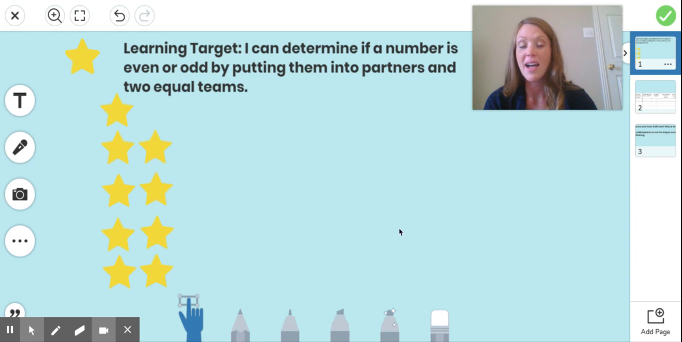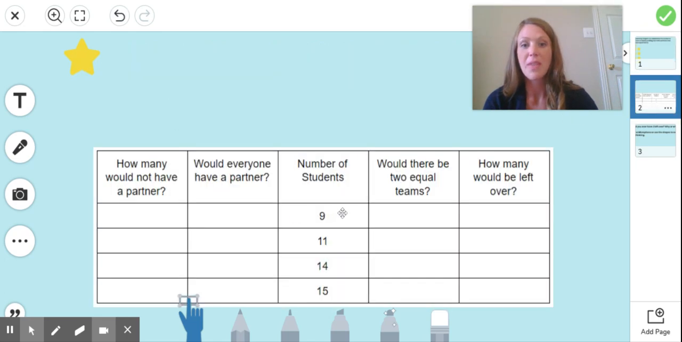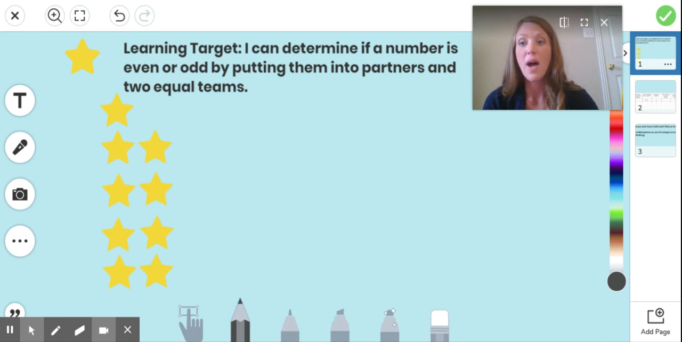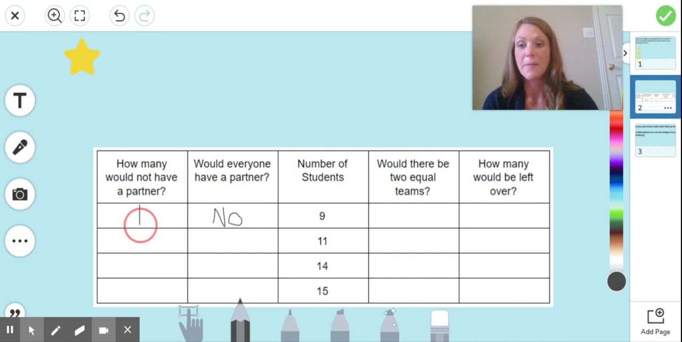That's right. We cannot make equal partners. We have 1 left over. So let's go back to our chart and fill out what we know so far. So if we have 9 students, does everyone have a partner? Nope. So I'm going to grab my writing tool and I'm going to fill out the chart. So no, not everyone had a partner. How many did not have a partner? Let's go back to our chart. We had 1 person that did not have a partner. So we're going to write 1 here.